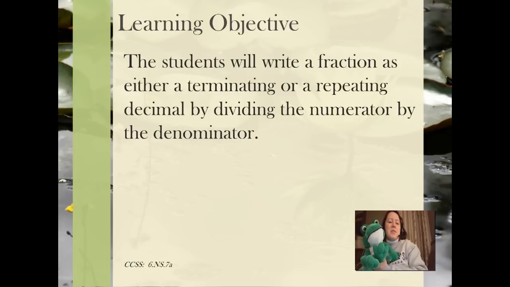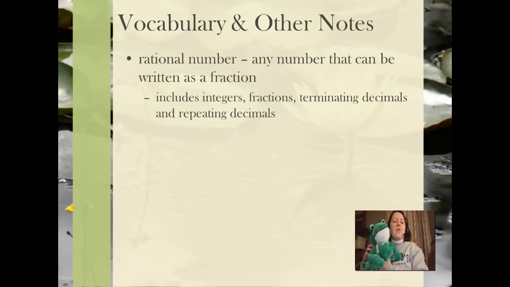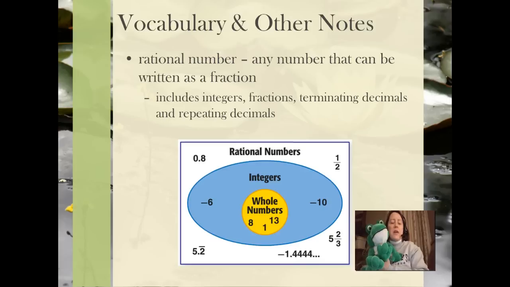All right, let's proceed with our vocabulary. Our first word is rational number. A rational number is any number that can be written as a fraction. This includes our set of integers, all fractions, all terminating decimals, and all repeating decimals. This diagram shows how the sets of numbers are related to each other.